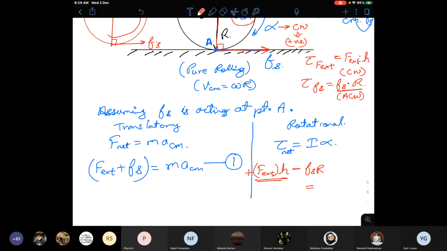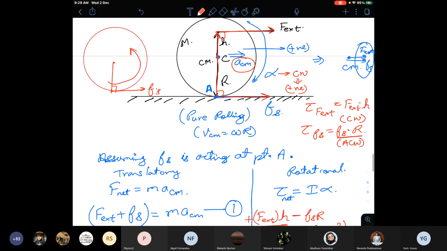Okay, this is equal to I alpha. I is the moment of inertia. Moment of inertia in general can be replaced as mk square, and we have already discussed the radius of gyration. And alpha, how to replace alpha now?